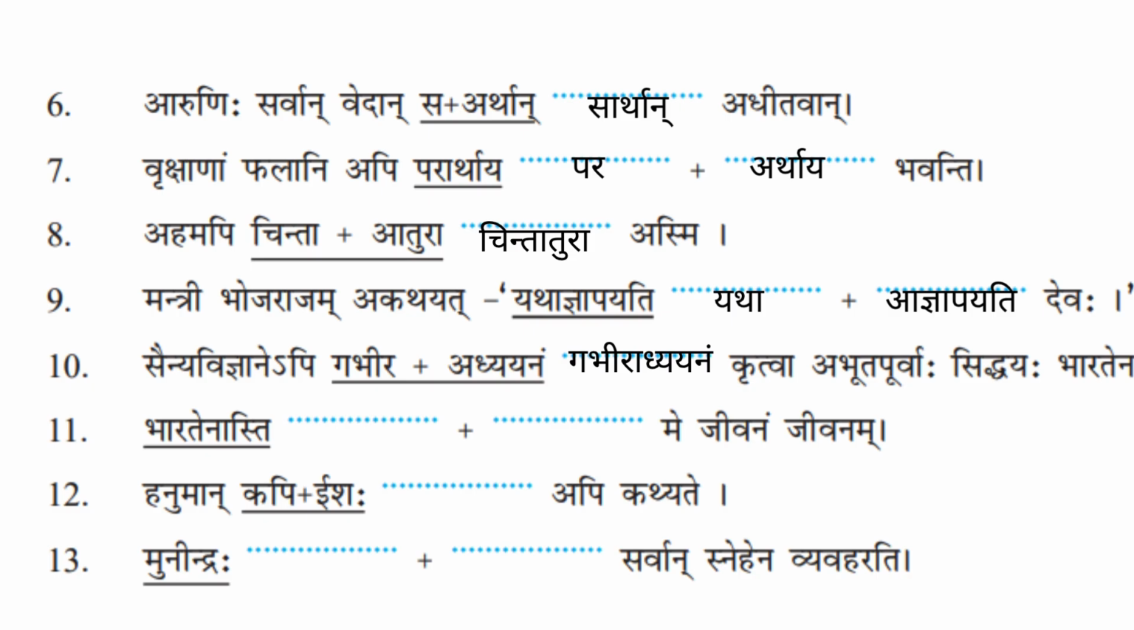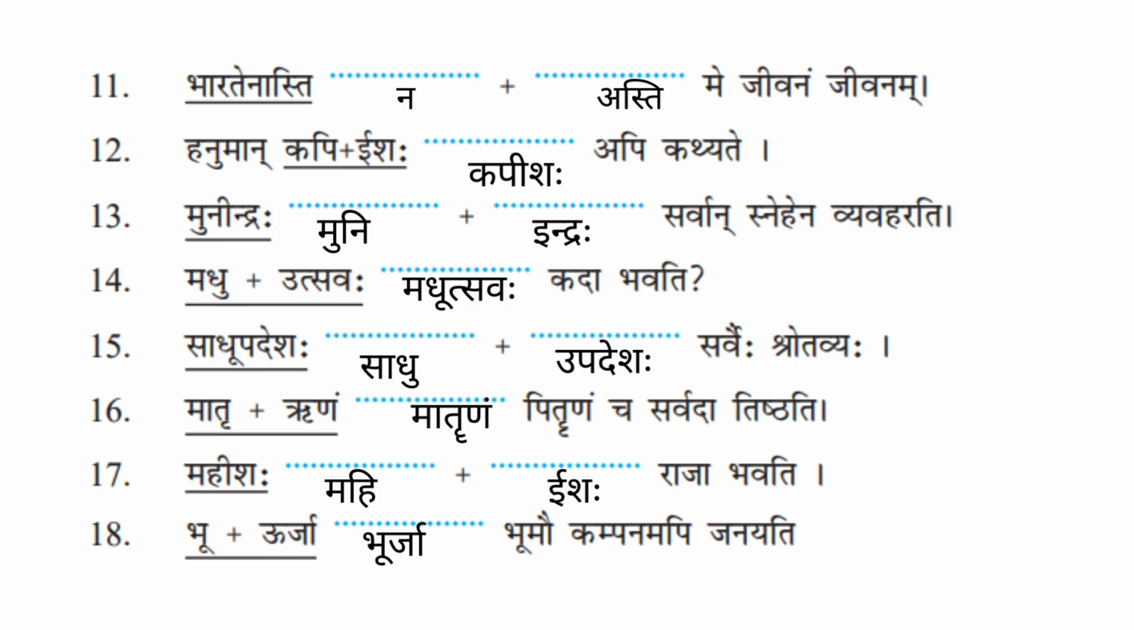Gabhira plus adhyanam? Gabhiradhyanam. Bharate nasti? Bharate nasti is not it. The question is supposed to be only nasti. Na plus asti. Na plus asti, nasti. Kapi plus ishaha. Right side imatra will come. Kapishaha. Muni plus indraha. Munindraha. Madhu plus utsavaha. The dirgha u matra. Madhutsavaha. Sadhupadeshaha should be split as sadhu plus upadeshaha.